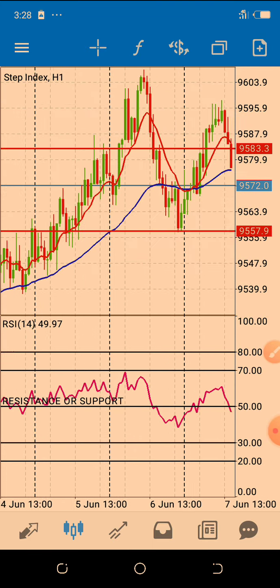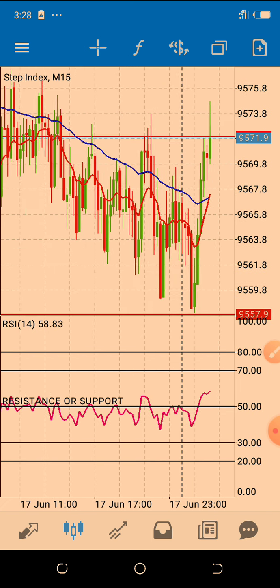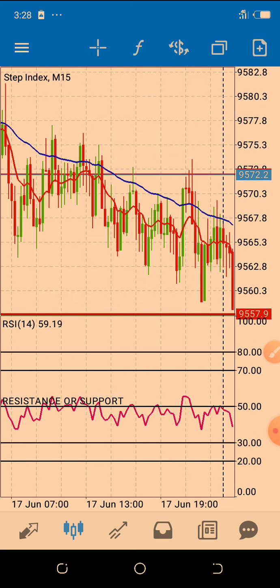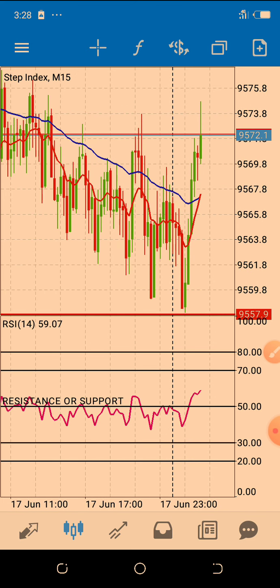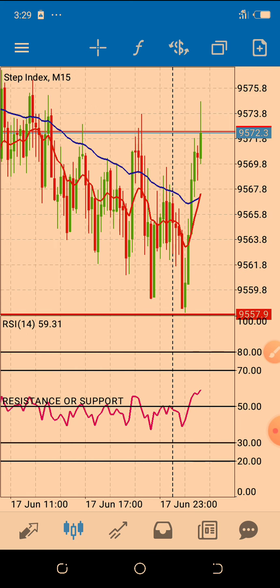Now, next thing I want to do is go to the 15 minutes. I like to use 15 minutes for key entry. For key entry, I enter on the 15 minutes, though I haven't checked all the parameters. The 15 minutes is quite volatile, so you may want to be careful.